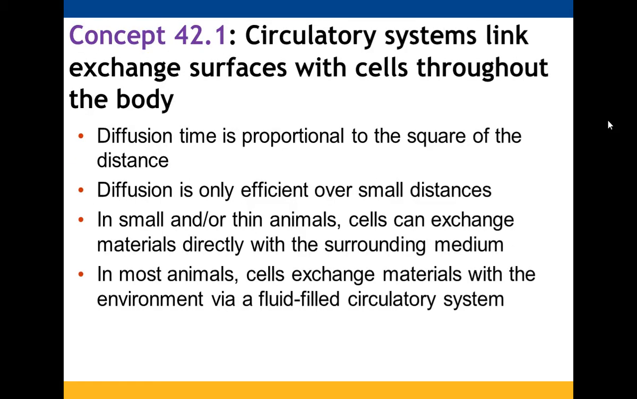Okay, so circulatory systems are able to connect all the different cells and tissues throughout the body to one another. Diffusion is going to play a big role. How long things diffuse for is going to be dependent on the distance that they're traveling. It works a lot better over small distances. So that's why smaller animals can do that more immediately with the surrounding medium. But for larger animals, it's going to be more beneficial to use the circulatory system to make that happen.